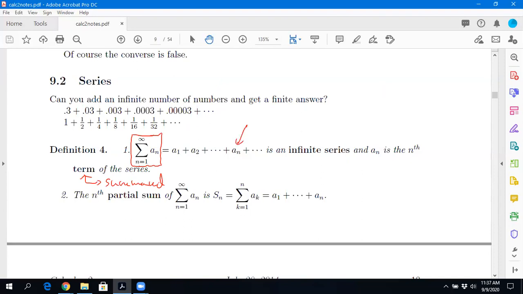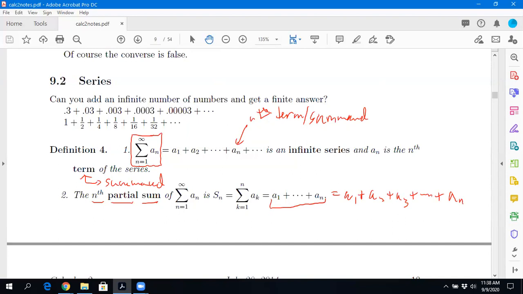So this guy right here is the nth term or summand. Okay? And look at this, the nth partial sum. The nth partial sum means that you simply add together the first n terms, right? So what I'm saying is this is like a1 plus a2 plus a3, and where do I stop this madness? an. I stop at some finite moment. Does that make sense? Okay.